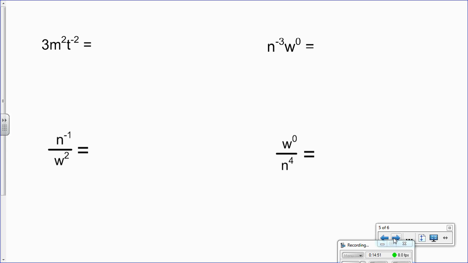Okay, a few more. All right, 3m squared t to the negative 2. So I don't have any common bases, but I have a negative exponent. You can't leave negative exponents in your answer. So I need to move this to the denominator. Remember, if there's not a denominator there, you make one. Once you move it, the exponent is positive. Everything else stays put. So that means on top, I still have 3m squared.